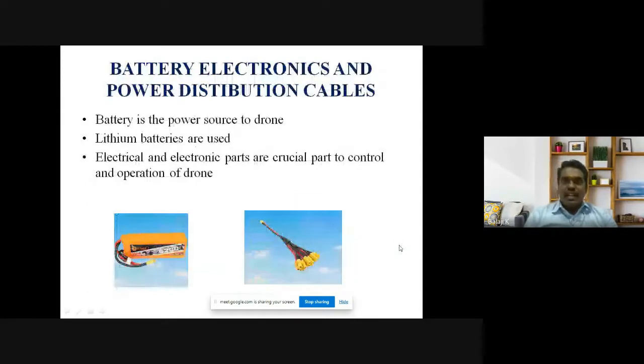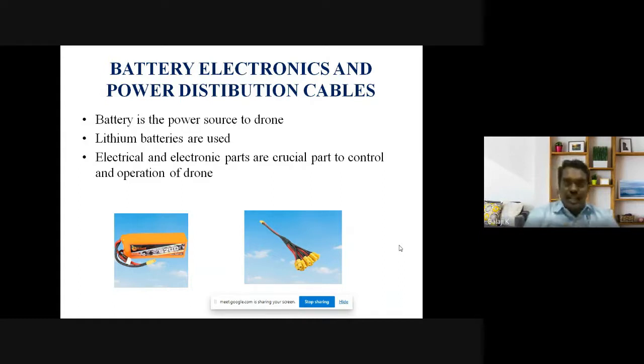Next is the battery, electronics and the power distribution cables. In the second component we discussed the brushless motor. If we are using motors, they require electrical power. The drone gets electrical power through the battery, so the battery is the power source to the drone. Nowadays they are using lithium batteries, but in olden days, previously, they used nickel metal hydride or nickel cadmium based batteries. But the battery capacities and durations were not good. So that's why nowadays they are moving to lithium batteries.